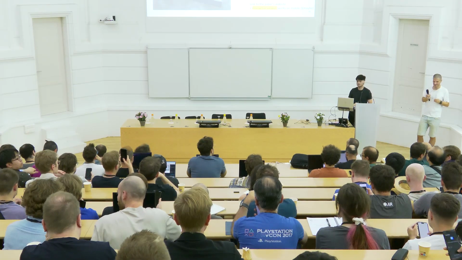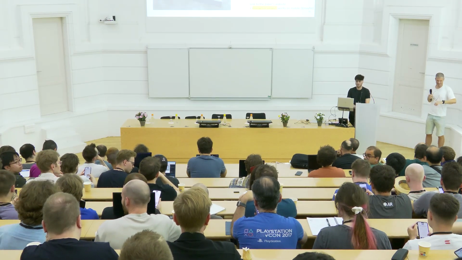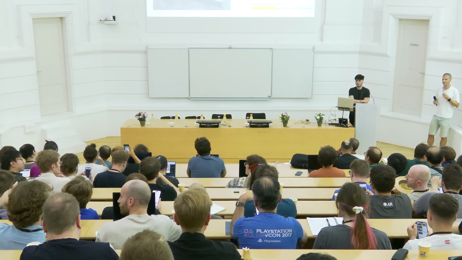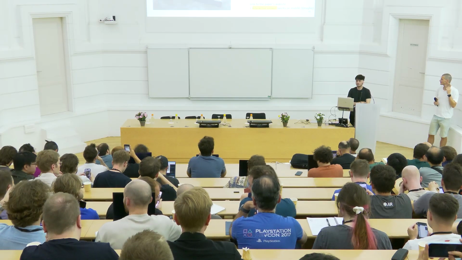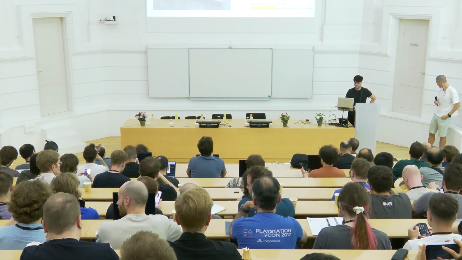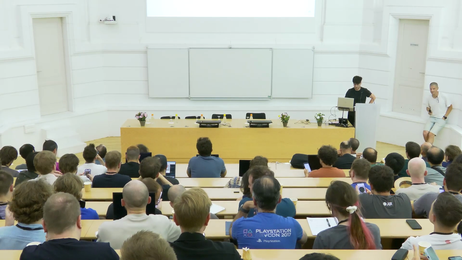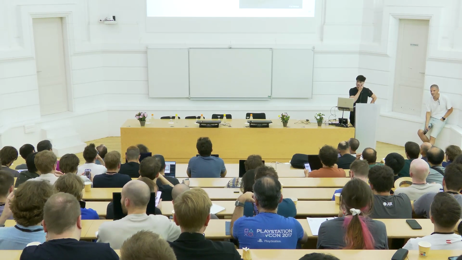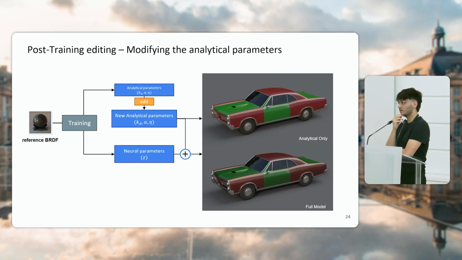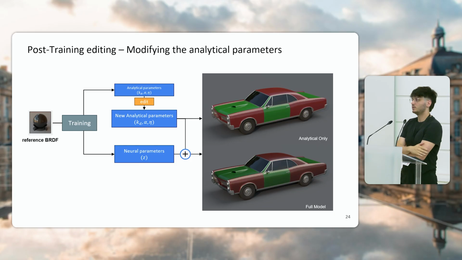Thank you for the great presentation. I have a question about the editing you showed at the end when you changed the color of the car. Since, if I understood correctly, the neural part is just a fine modification of the base, so you multiply by something and then you add something. So that means that the correction is going to have maybe the wrong color when you change the base. Yes, that's one of the limitations of the editing, yes.